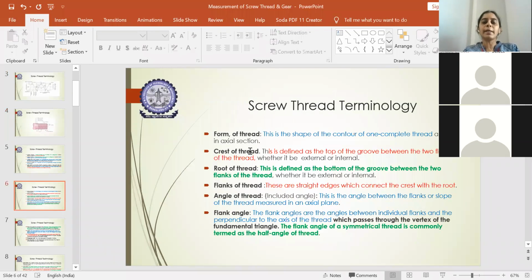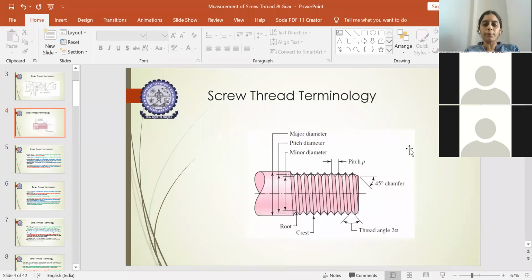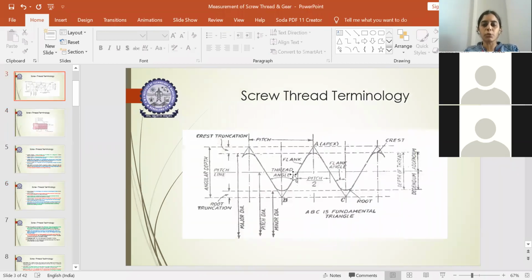Next, what do you mean by crest? Crest is nothing but the top portion of the groove between the two flanks. So you have here the top surface which is called the crest. It forms the top portion of the groove.